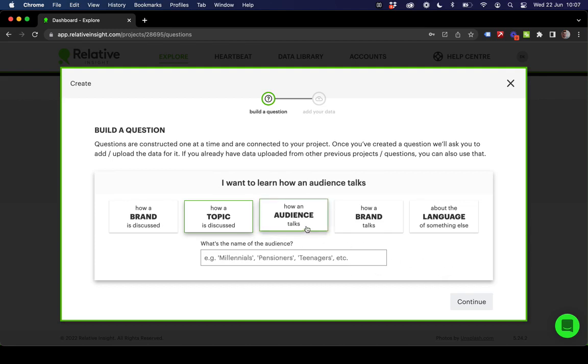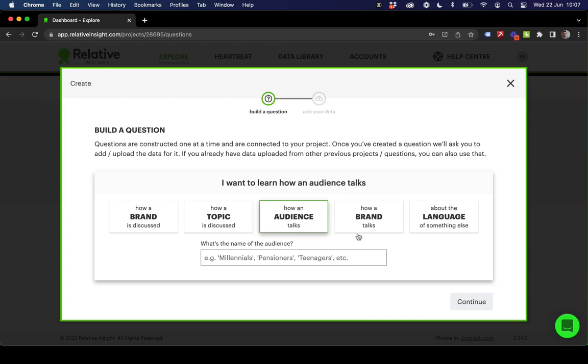How an audience talks is really useful for any kind of demographic, geographic, customer, or audience segmentation. A common example here would be a location-based comparison, comparing consumers in one market versus another, or comparing satisfied customers versus unsatisfied customers to understand the drivers of positive and negative customer experiences.